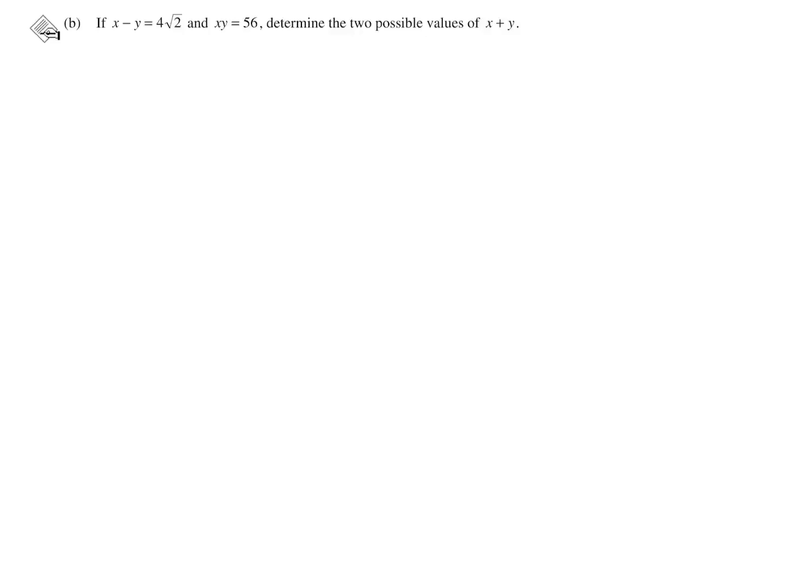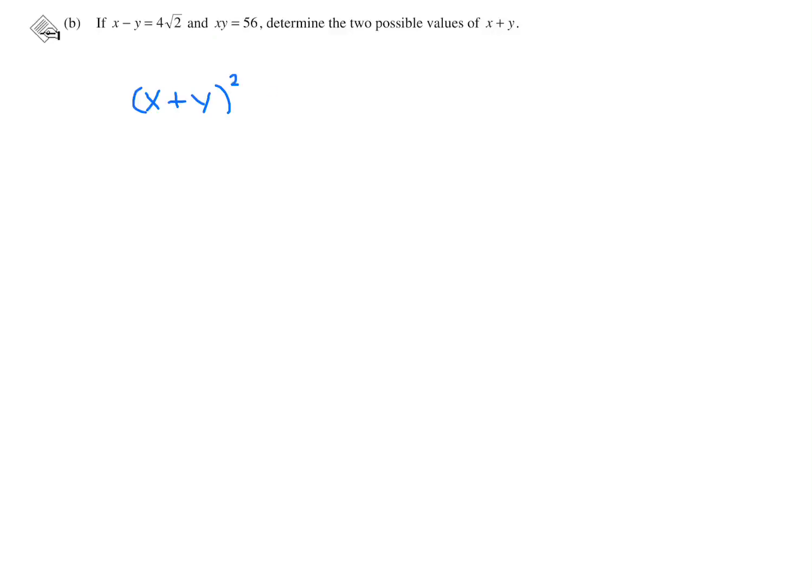If x minus y is equal to 4 root 2 and xy is 56, determine the two possible values of x plus y. So x plus y is what we want to figure out. Now, these terms look very familiar to me. I've seen them somewhere, right?